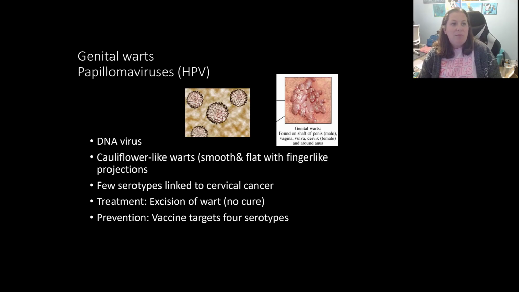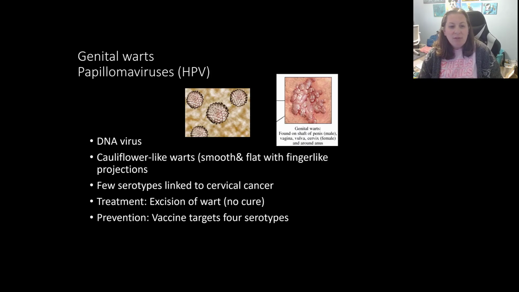This is caused by the papillomavirus, or HPV. It is also a DNA virus. It does cause this cauliflower type of wart to be present. It's smooth and flat, with finger-like projections that occur on the genitals. It does cause, or at least a few of the strains, we call them serotypes, are linked to cervical cancer.